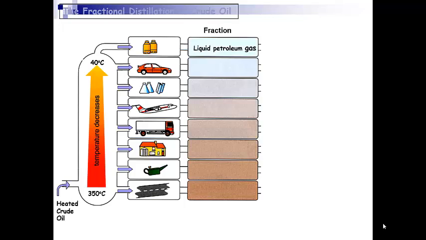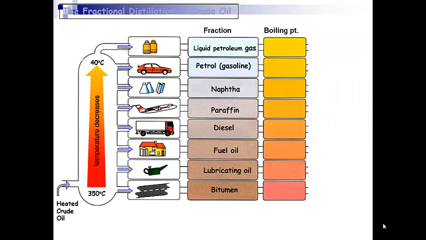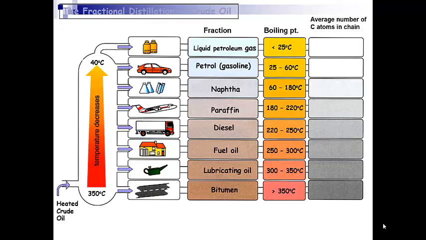Now we'll have a look at some of the fractions that are generated from separating crude oil: liquid petroleum gas, petrol, naphtha, paraffin, diesel, fuel oil, lubricating oil, and bitumen. Boiling points are highest at the bottom and lowest at the top. That is because at the bottom the chain length is a lot longer compared to the top. So the longer the chain, the higher the boiling point.